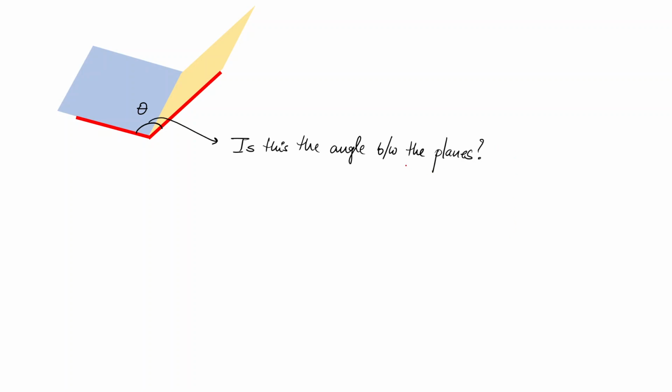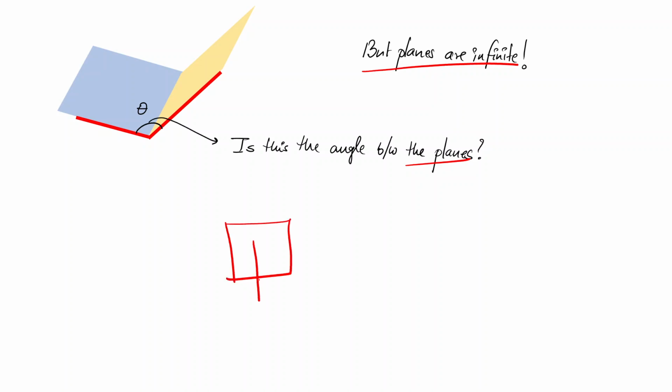First of all, let's think about it: if you have these two planes and you are taking the edges of the plane, and this angle theta, you say that this is the angle between the planes. But I want to emphasize that the planes are infinite. Why this happens is that we are dealing with geometrical figures like a cube or a tetrahedron.